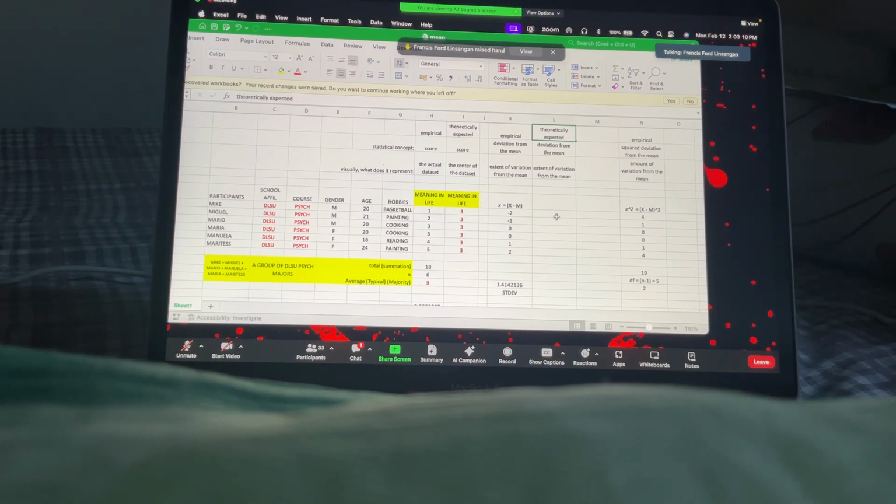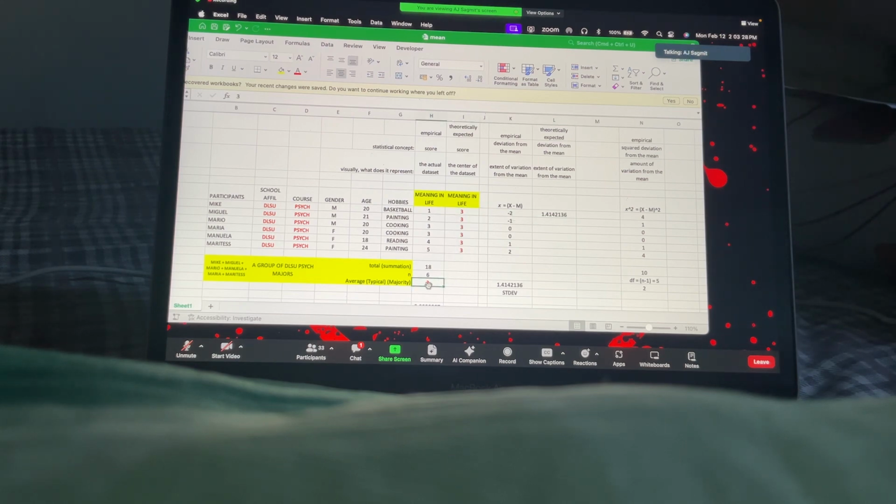Sir, as Hannah pointed out po, it would theoretically be 0, sir. 0? No, ito pa rin, 1.41. Look at the pattern.